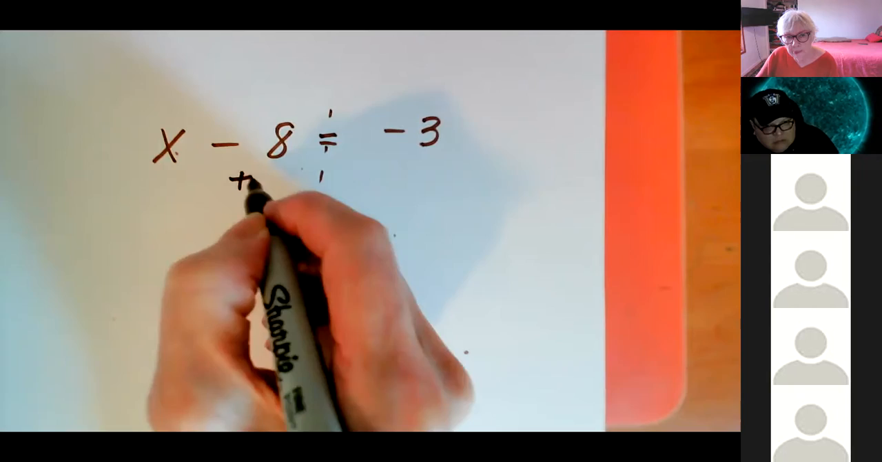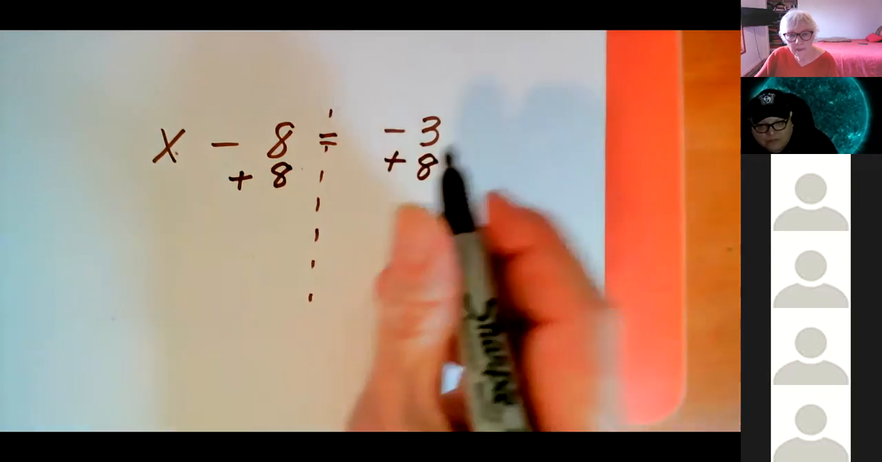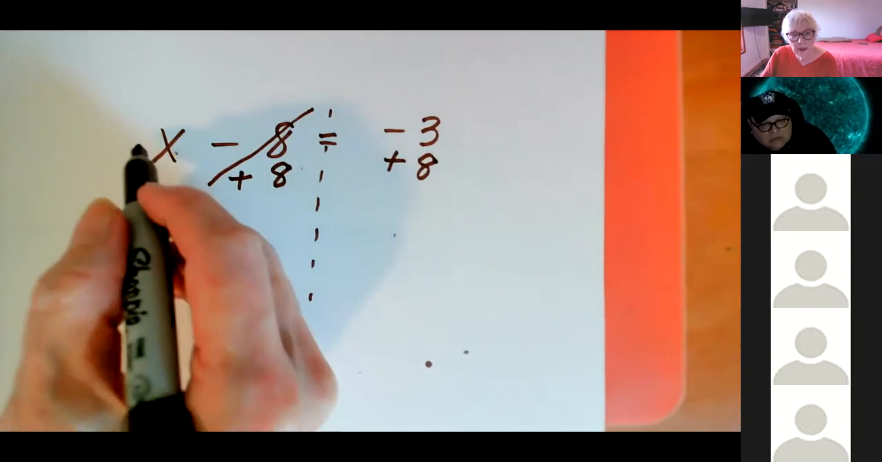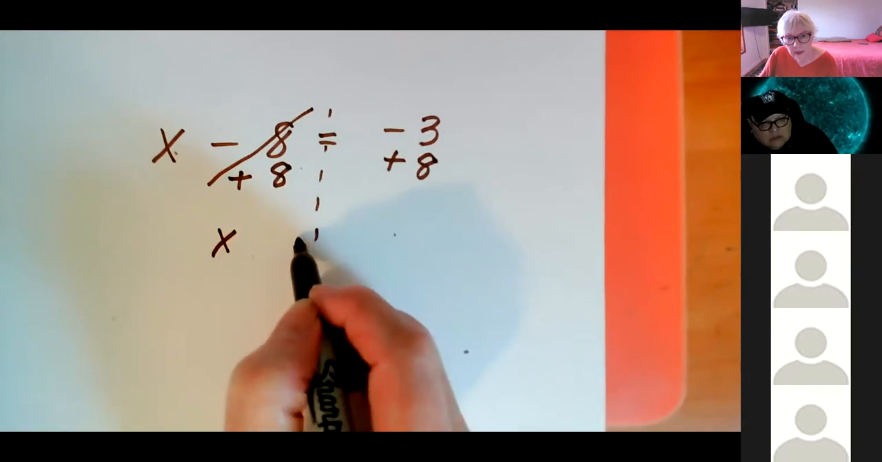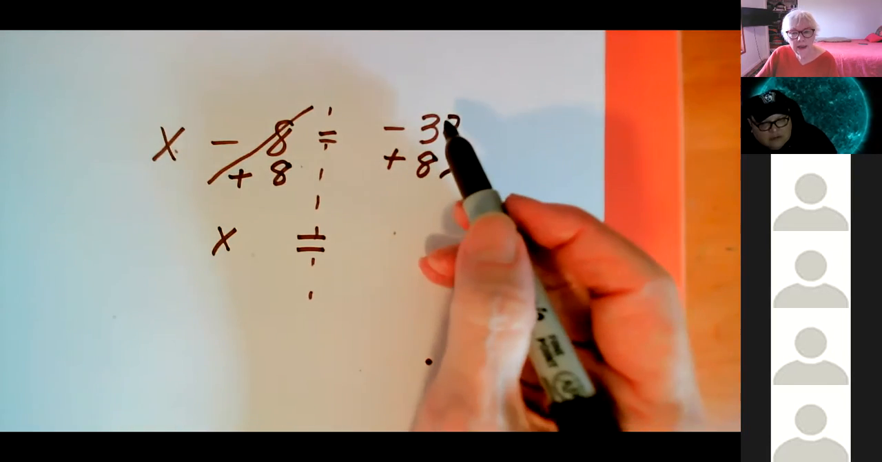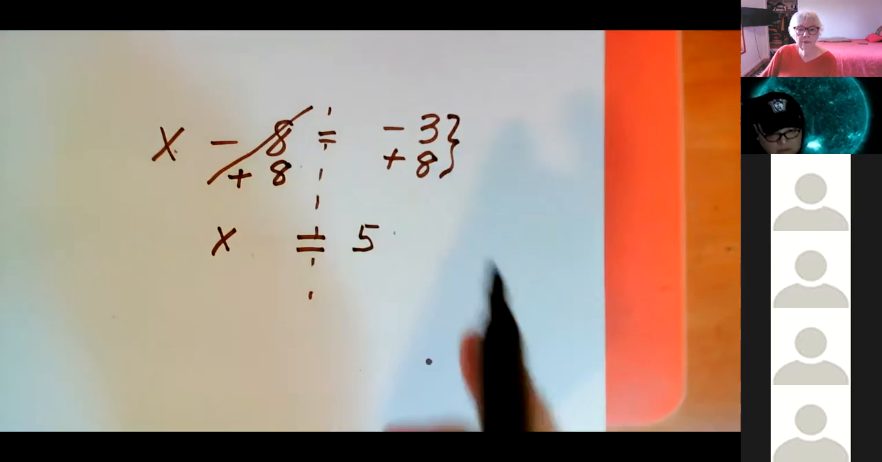Positive. Opposite. Add 8. Add 8. So that the minus and the plus are 0. What's left is x equals, and then you put this together, 8 and negative 3, or subtract 3, is 5.